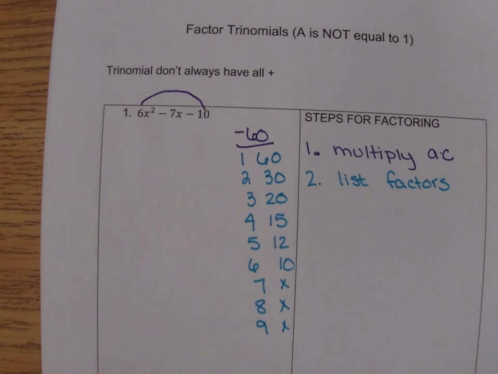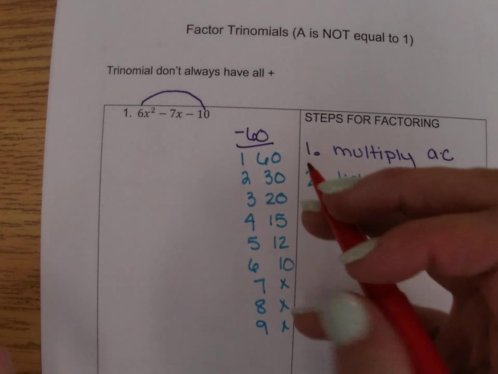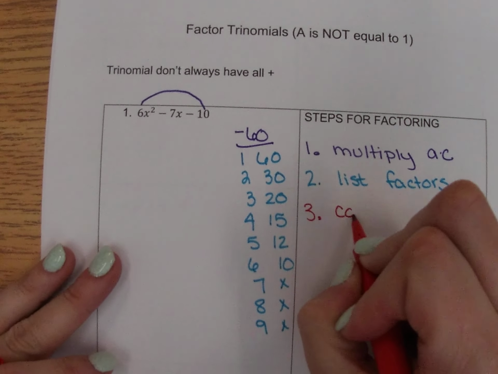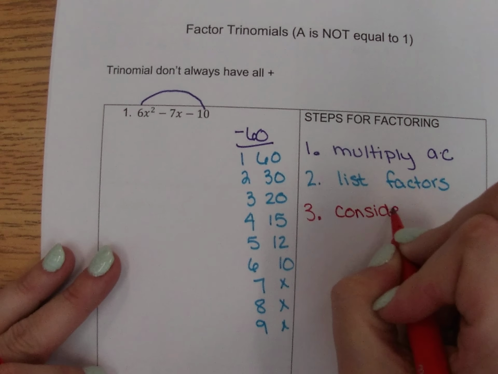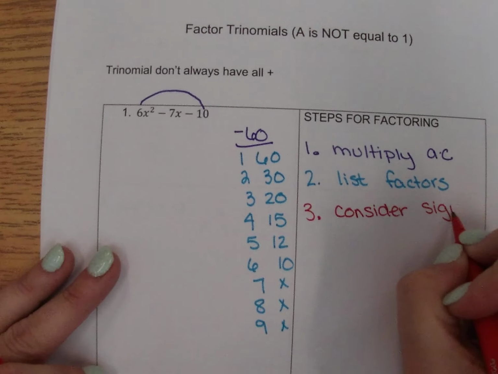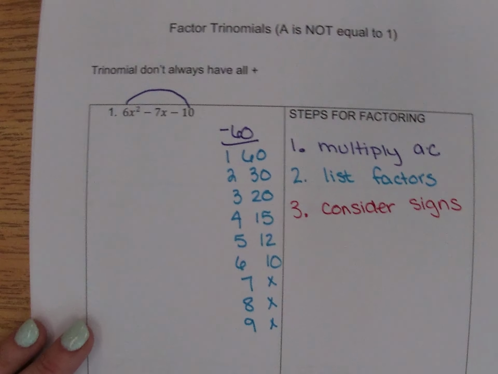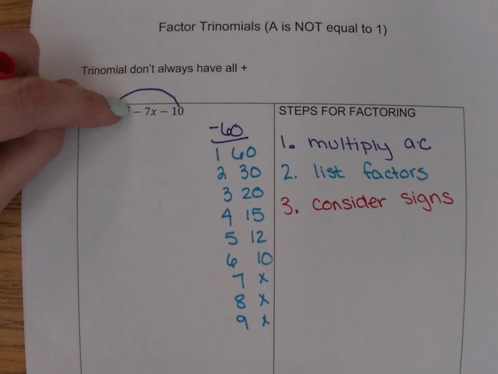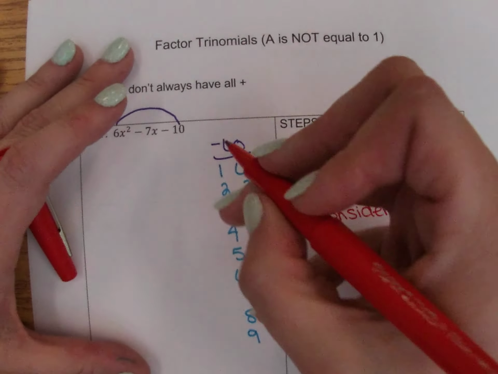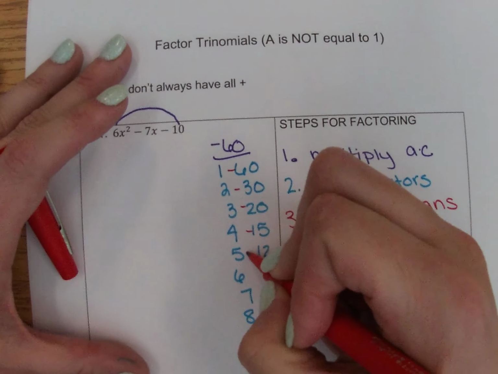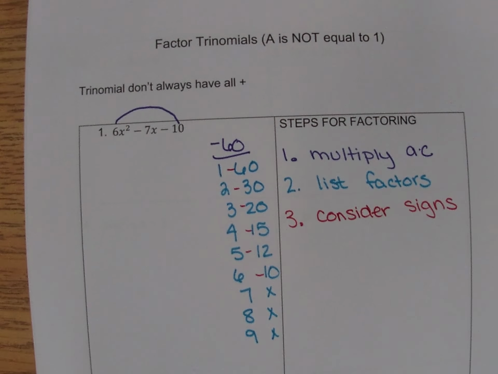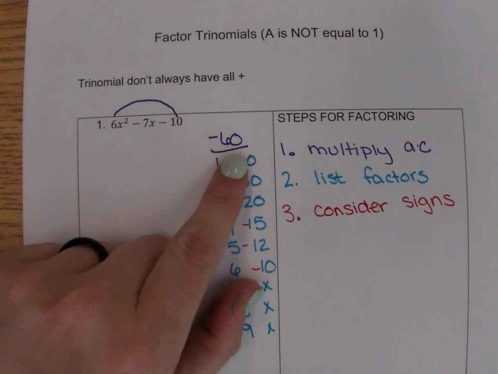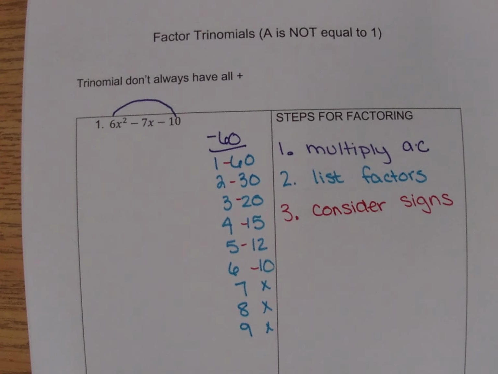If I now want to consider that this is negative, I need to think about what the signs are. That's going to be my next step, to consider the signs. I know that for two numbers to multiply up to a negative, I need one of them to be negative. And like I said, for them to add up to a negative, I need the larger number to be negative. So I'm going to go down my list and make all my larger numbers negatives.